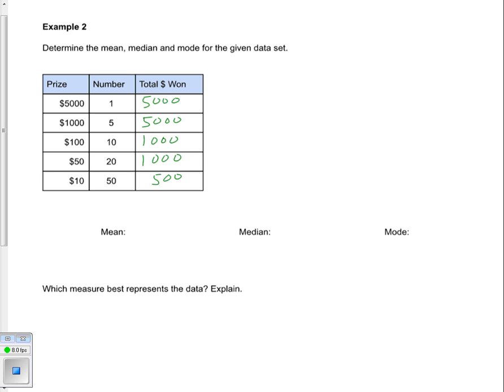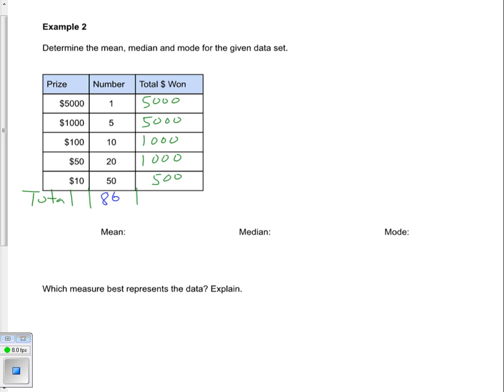So in order to figure out the mean, median, and mode, we need to figure out how much money is won in total, and how many winning tickets there are in total. So we have to add an extra row down here to total this up. The total number of tickets to win is 50 plus 20 plus 10 is 80, plus 5 is 85, plus 1 is 86. So there's 86 winning tickets.